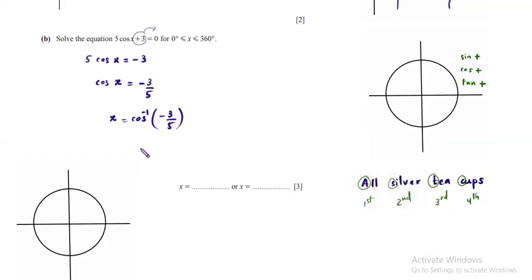So then 126.87 degrees is the value of x, but this is just one value for x. I now need to calculate the other value for x. So that is the trickiest part. Here, this is a 3-mark question. For this one, we will get 1 mark. The other 2 marks will be for the next angle.